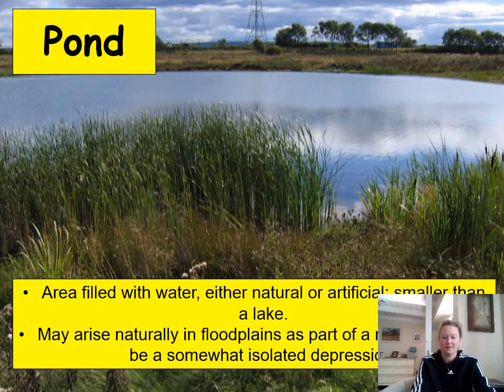All right, what's a pond? So a pond is a small area that's usually filled with water. It's usually fresh water, and they can be natural or artificial. Here in Los Angeles, we have a lot of artificial ponds, unfortunately. They may arise naturally in like a floodplain of a river, so like a small little depression that's formed in the river, or they could just be small isolated depressions that are in the landscape.